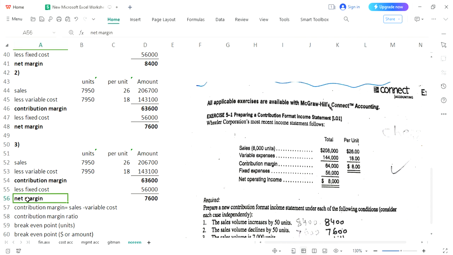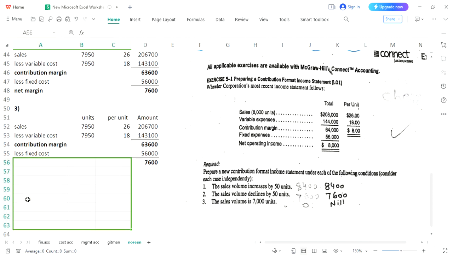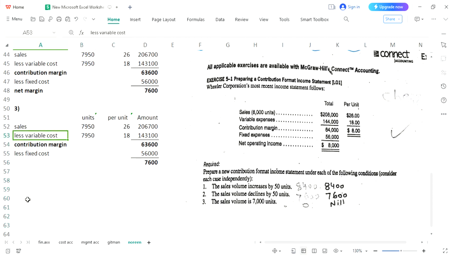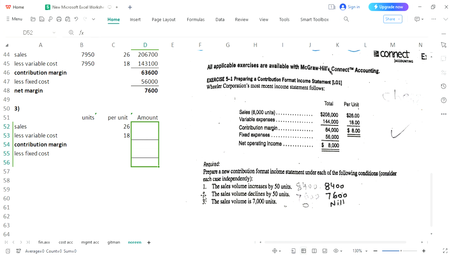Okay, there are a few other things written. We can delete them. So this is the third part, and I will use the values given according to the third part. Here, the sale volume has been decreased to 7,000.